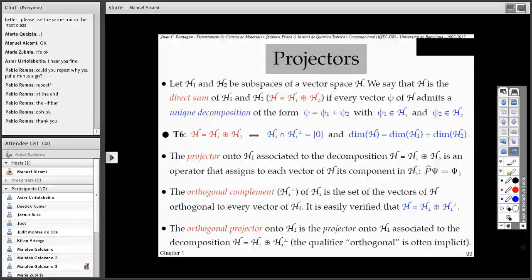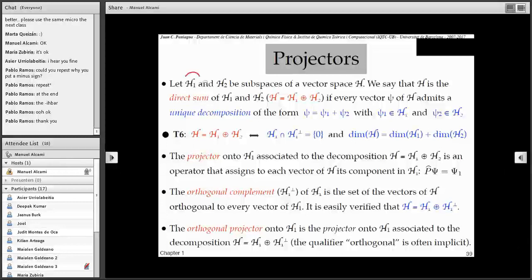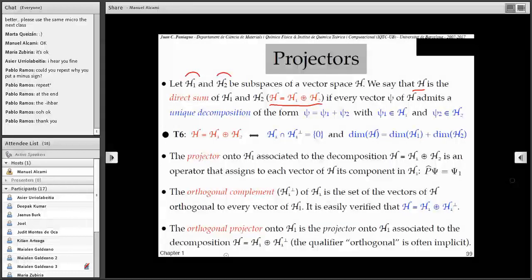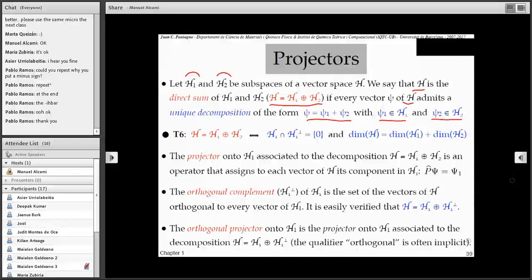But let's consider a Hilbert space with two subspaces, H1 and H2. We say that H is the direct sum of H1 plus H2, and this symbol is used for the direct sum, if every vector of the complete Hilbert space admits a unique decomposition in which the first term is an element of H1 and the second term is an element of H2. For instance, the three-dimensional space can be considered as a direct sum of the horizontal plane and the vertical axis, a two-dimensional subspace plus a one-dimensional subspace.